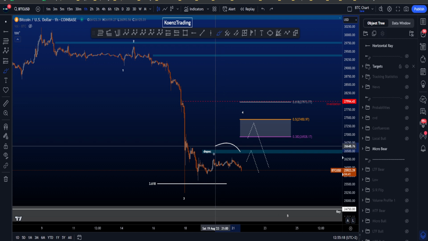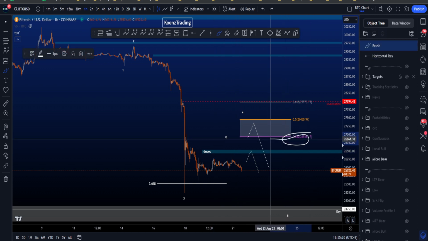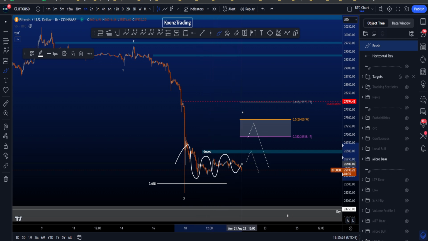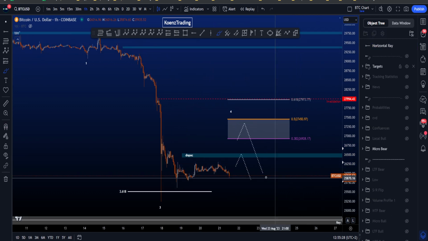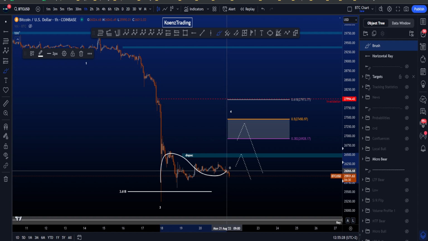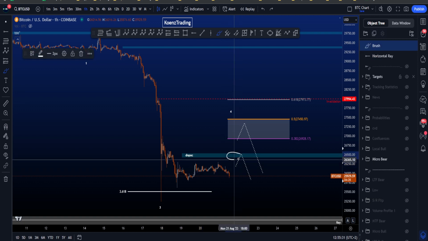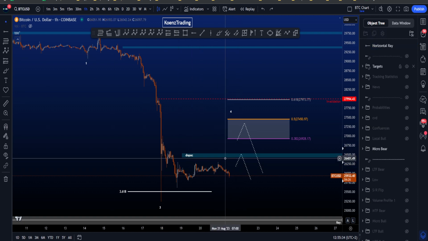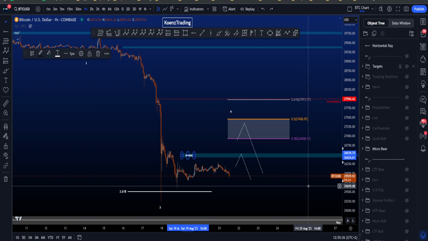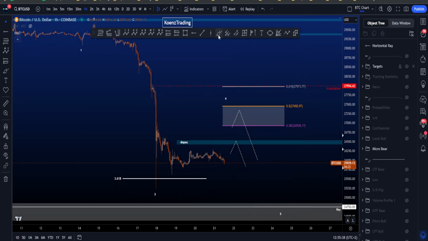Now, wave 4 can already be finished. I mean, price hit the 0.382 with this high over here, and after that it's been ranging in a complex structure. But I think that for a wave 4, it would be nicer to at least see another move to the upside, hit this blue target box over here, which is sitting between 26.4k and 26.6k.